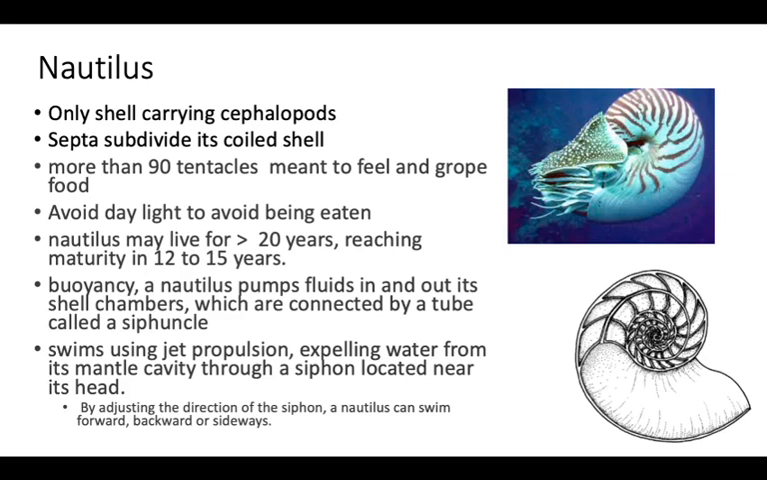Then there is an interesting thing called a siphon, which is present across their shell. This siphon is basically a mantle cavity, which is responsible for the directional flow, backward and sidewards, for these nautilus.